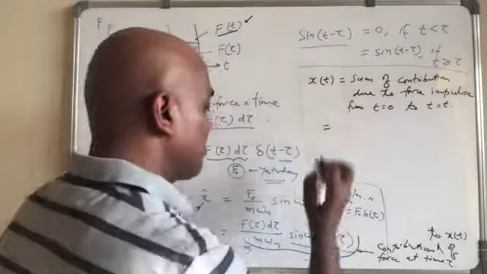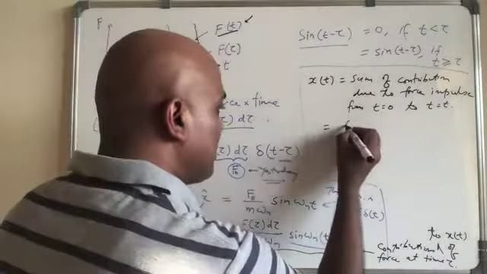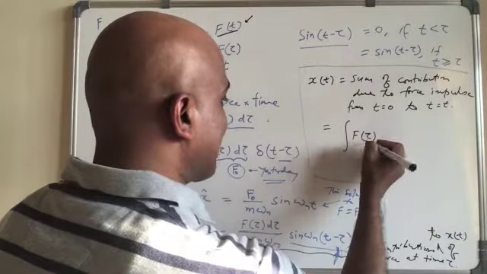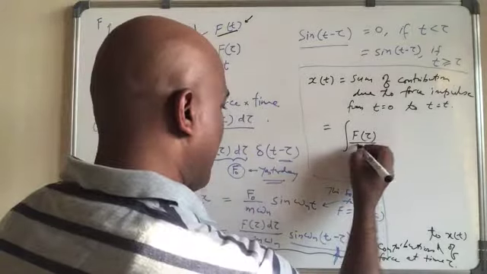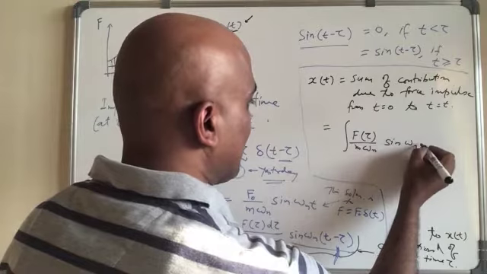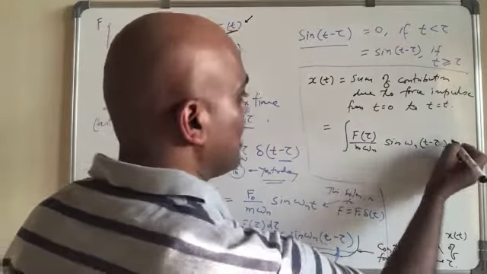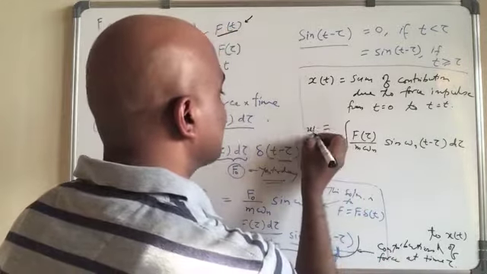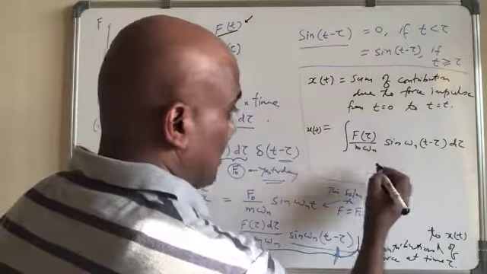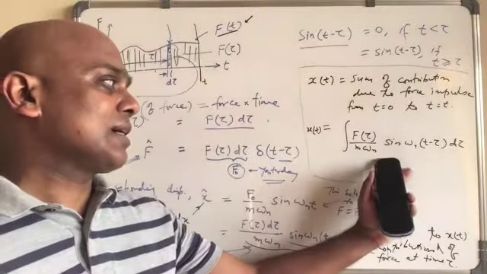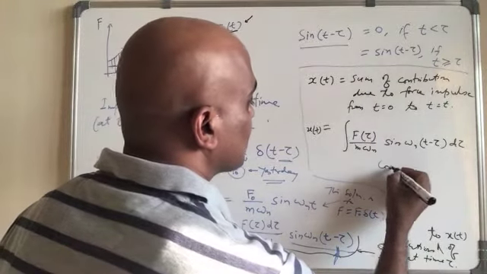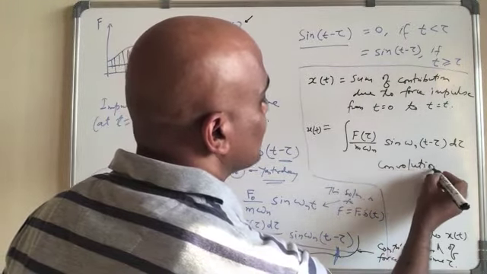So the sum of the contribution. How do you do it? We will integrate this. We already have this one. So we get F(tau) divided by m omega n and sine omega n (t minus tau) and d tau. So this is what our x(t) is. Okay. How does it look? This looks like what is called convolution. Convolution.